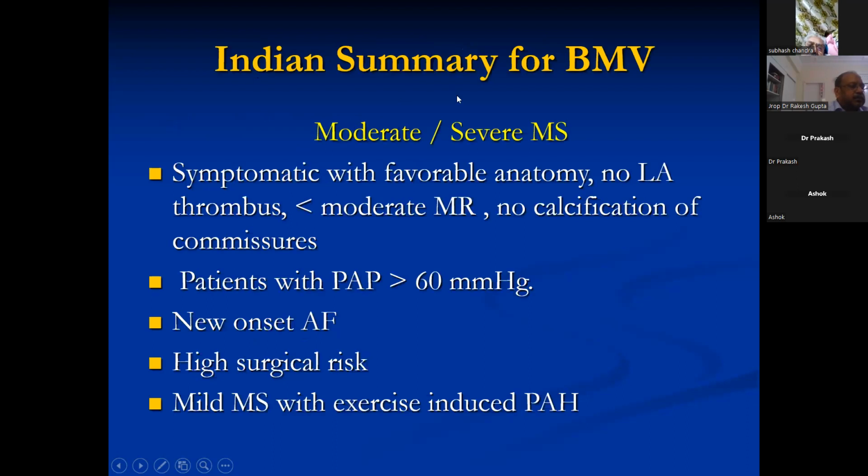And in our Indian summary for BMV, the criteria are a moderate or severe stenosis, symptomatic, no thrombus, less than moderate MR, no calcification of commissures, PA pressure of more than 60, and high saturation. That will come later also.